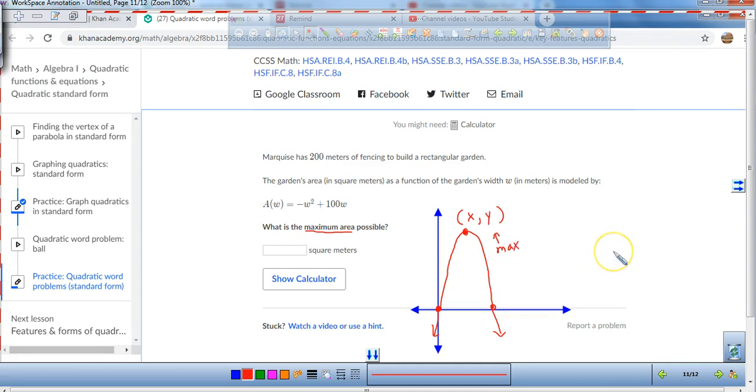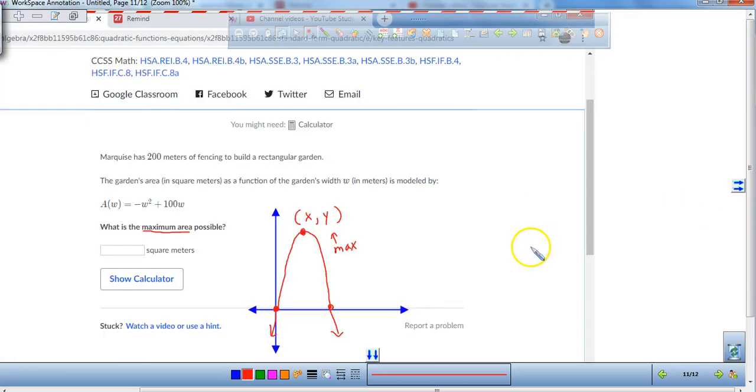That's what it's looking for. So how would we go about solving for our maximum? All right, there's a couple of ways to do this. We could complete the square and use our formula for completing the square and get our maximum. Or we could do another method. So we'll do both methods by hand, and you can choose whichever one that you want. So A of w equals negative w squared plus 100w.